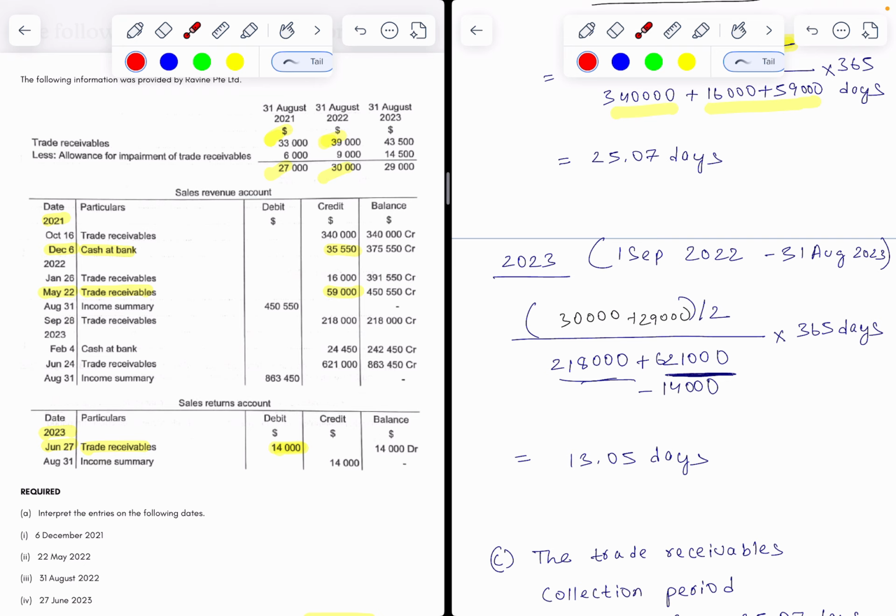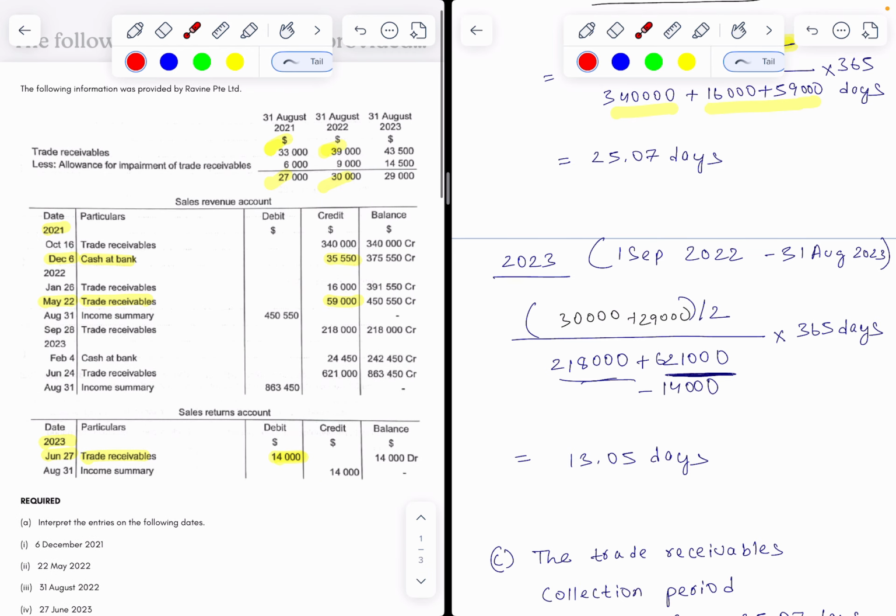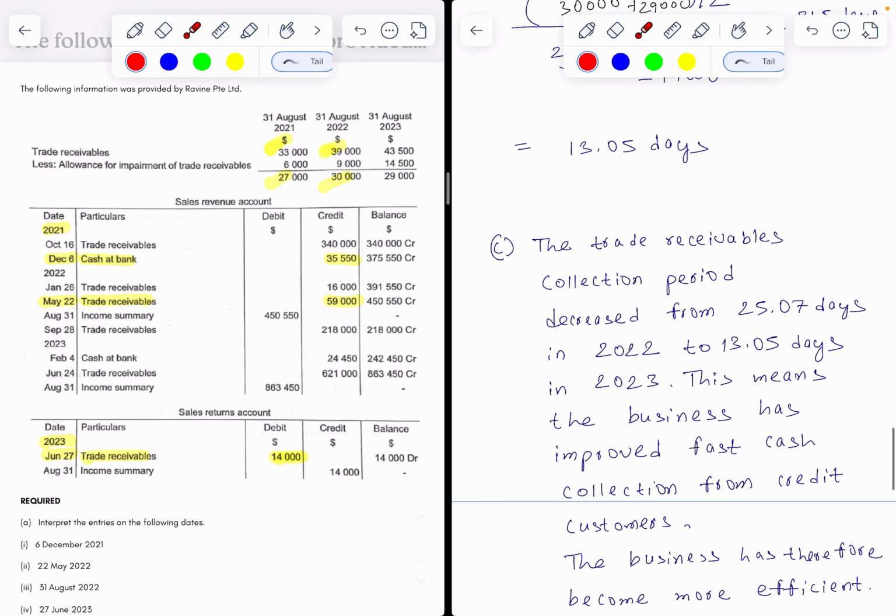Once you have your fraction ready, you multiply it by 365 to convert it into days, obviously, and that gives us 13.05 days. All right, so now let's look into part C. Evaluate the management of trade receivables by Revine Pte Limited over the 2 years ended 31 August 2022 and 31 August 2023. We can clearly see that the trade receivables collection period decreased from 25.07 days in 2022 to 13.05 days in 2023.